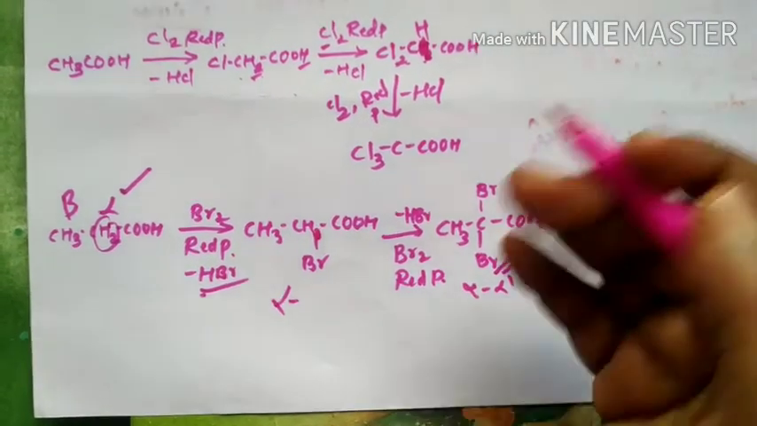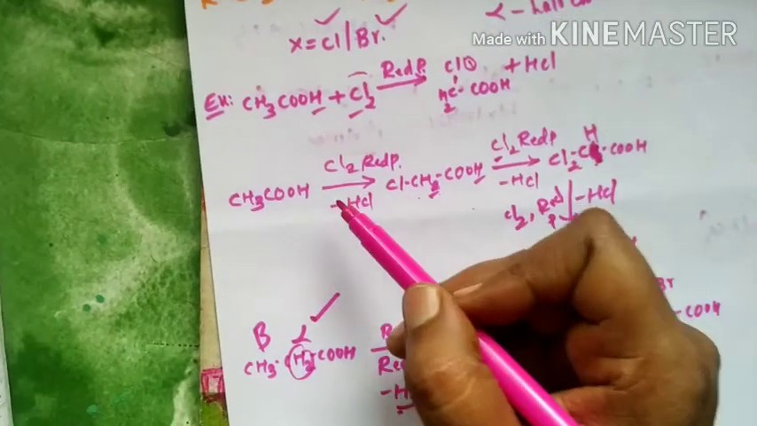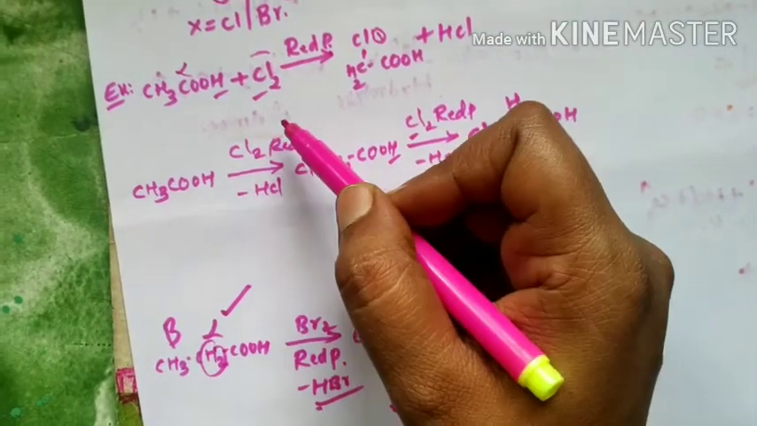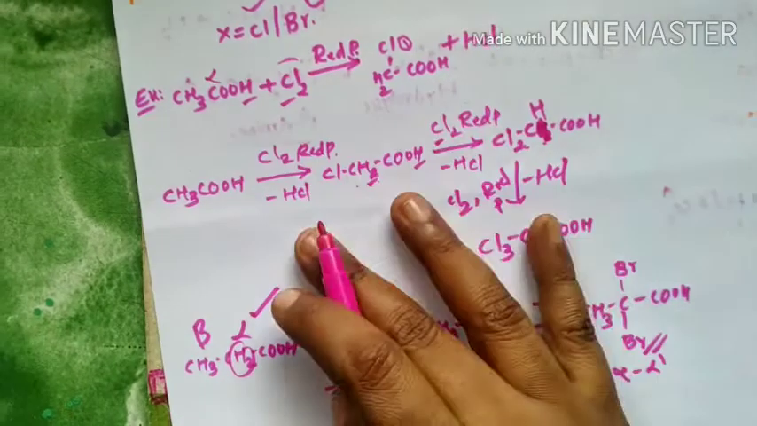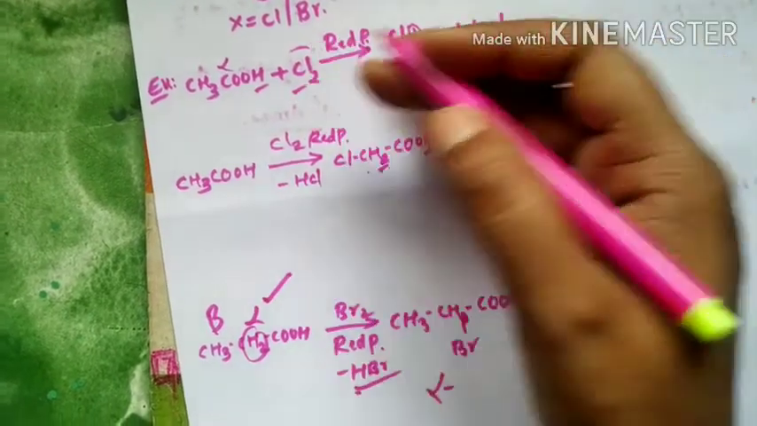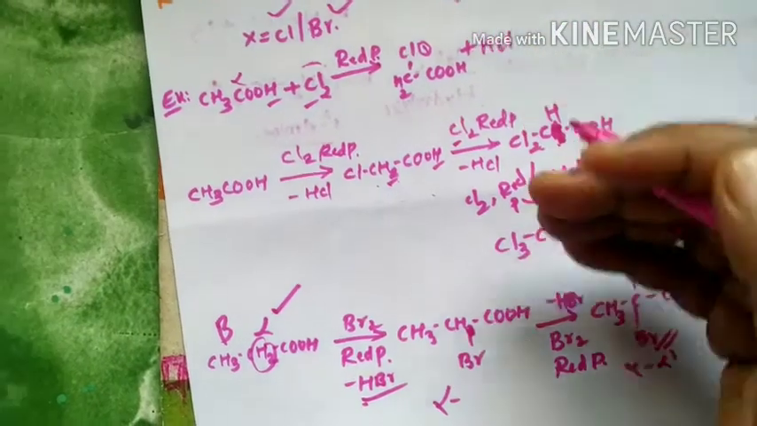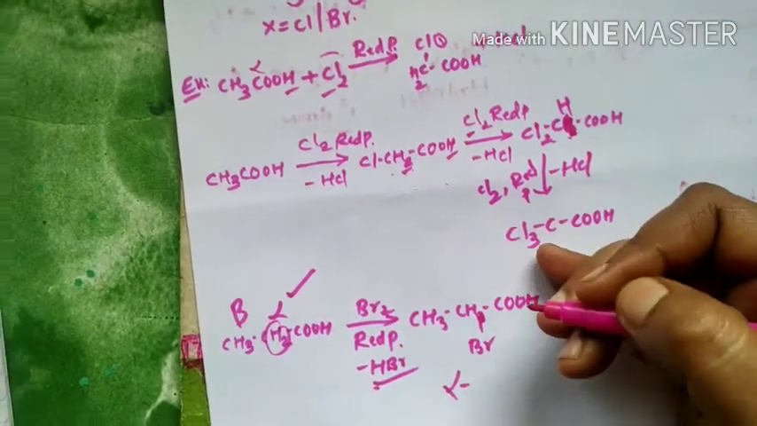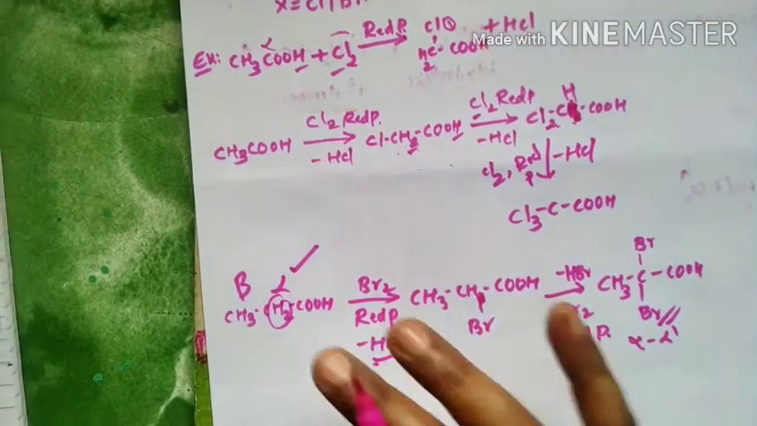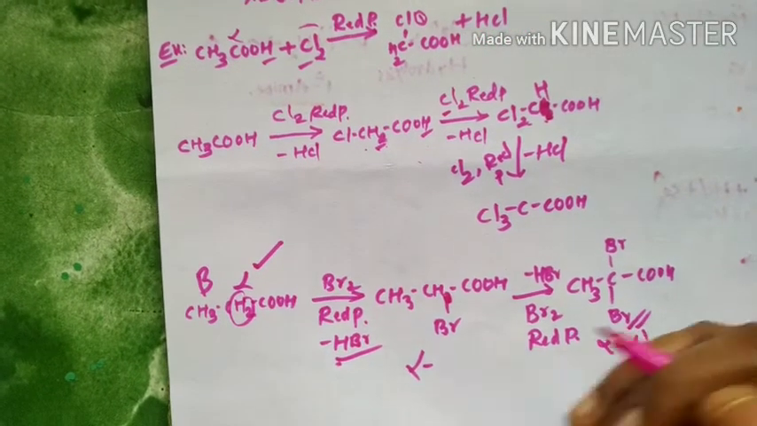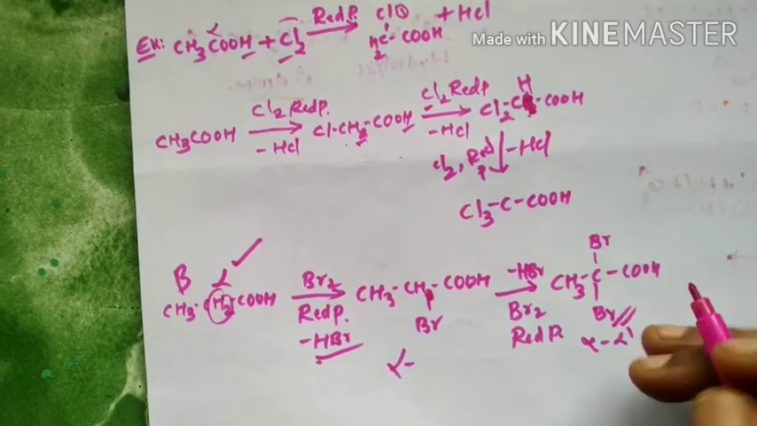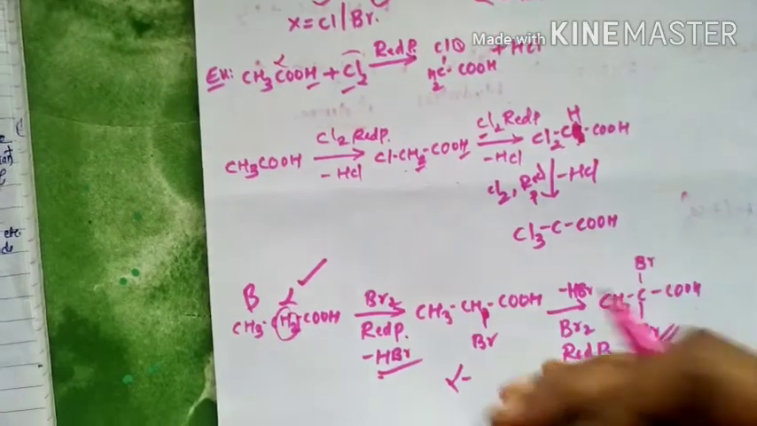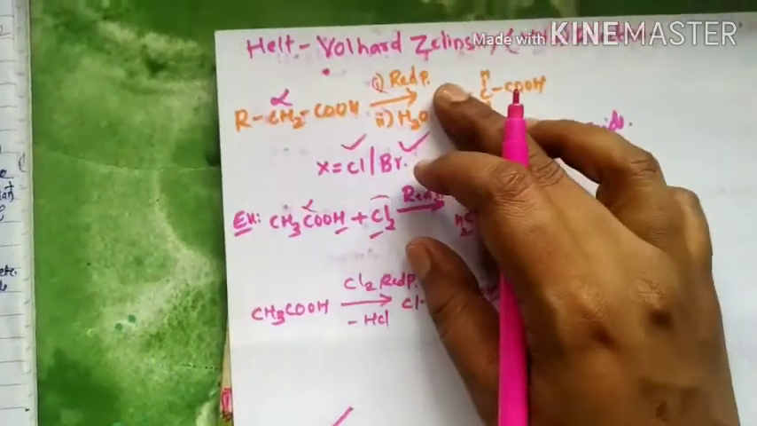But in case of chlorination, it first occurs at the alpha position, and when all the alpha hydrogens have been displaced, it becomes a long chain reaction. That means with chlorine a number of steps are possible, but in case of bromine, in one or a single step we can get the final product. This is the difference between bromination and chlorination in the HVZ reaction.